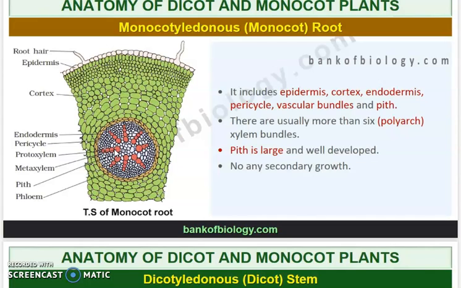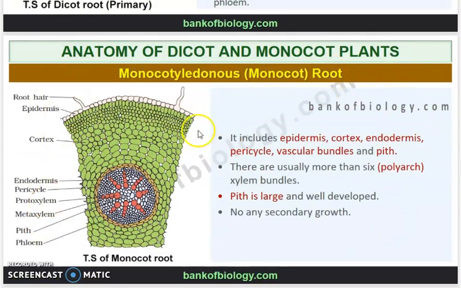Okay, and they don't have conjunctive tissue between the xylem and phloem, and along with that they do not show any secondary growth, right? So secondary growth is not seen here. That means that the secondary growth will not take place in the monocot root. Other than that, everything is the same. The only differences we have to study are that the xylem bundles are usually more than 6, the pith is large and well developed, and there is no secondary growth. Okay, so this is the difference between monocot and dicot root, children.